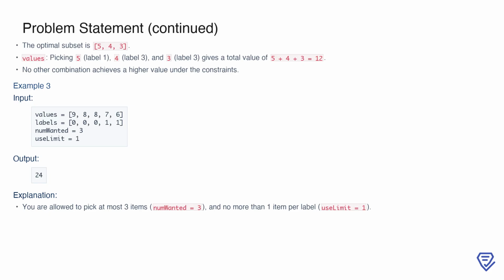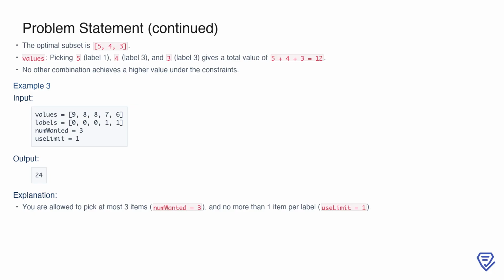The item with value 5 and label 1 is selected first, followed by the items with values 4 and 3, both of which share the label 3. Since useLimit allows us to pick up to 2 items with the same label, this selection is valid. Adding their values gives us a total of 12.